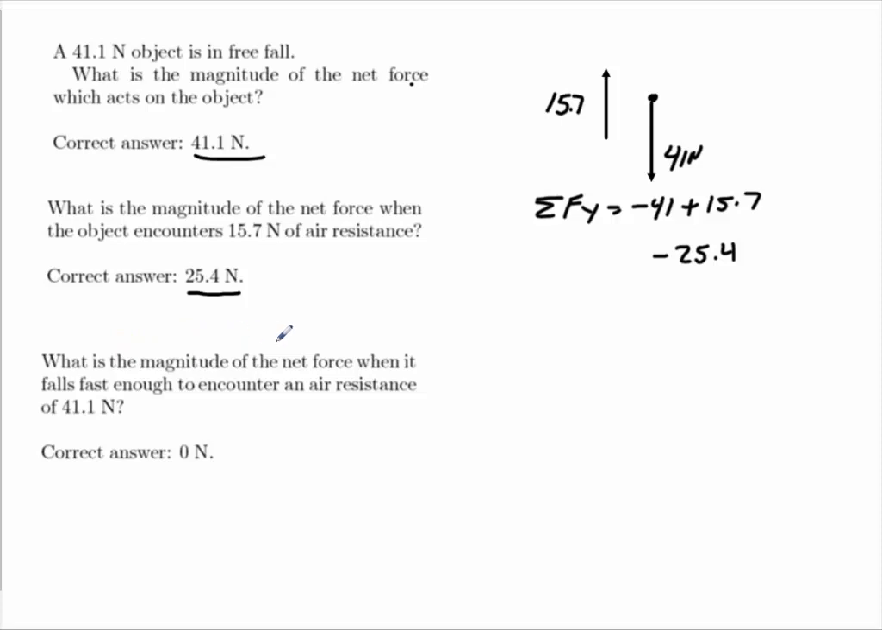This is what is the magnitude of the net force when it falls fast enough to encounter air resistance of 41.1. Okay, in this case, the only difference is the air resistance becomes 41, sorry, 41 newtons. In this case, the object will reach a constant velocity, and the net force then has to be 0 because of the summation of forces in the y direction. You get 41 newtons plus minus 41 newtons gives you 0.